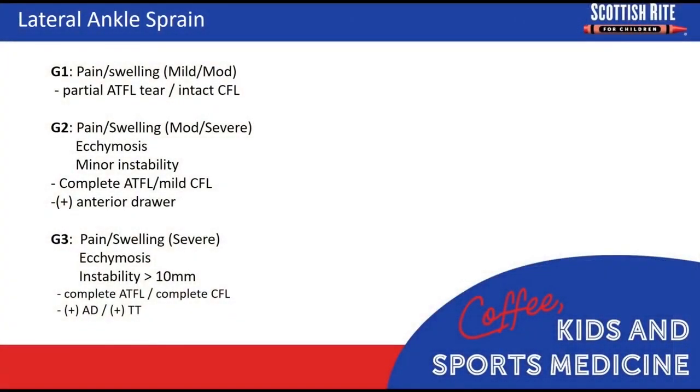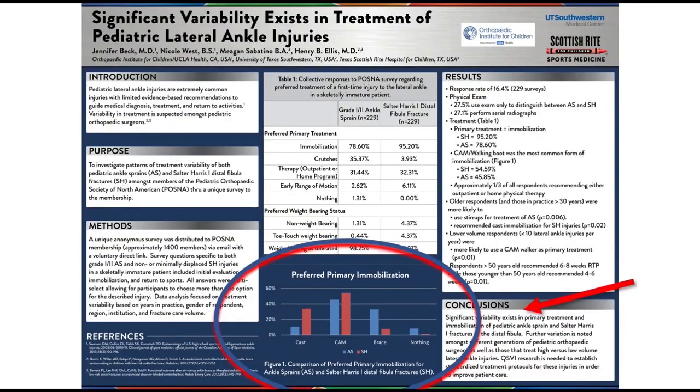And then grade 3, severe sprain, significant swelling, obvious instability, greater than 10 millimeters of translation with the anterior drawer, complete tear of both the ATFL and the calcaneofibular ligament, and they will have a positive anterior drawer and a positive talar tilt.